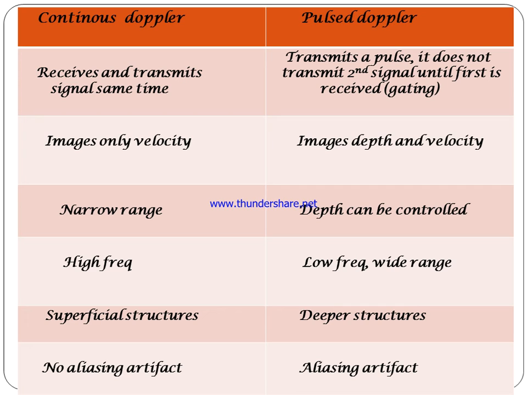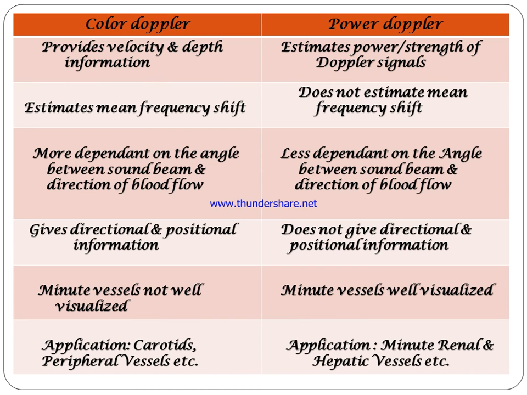Continuous Doppler has high frequency, and pulse Doppler has low frequency and a wide range. Continuous Doppler is used for superficial structures, whereas pulse Doppler is used for deeper structures. Continuous Doppler has no aliasing artifact, and pulse Doppler has aliasing artifact.